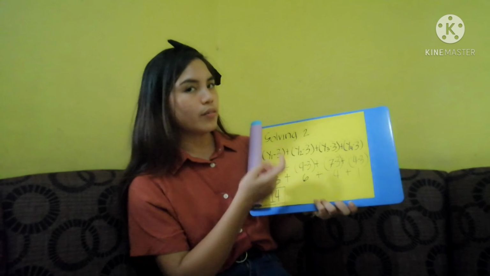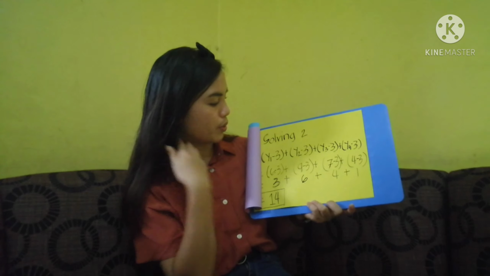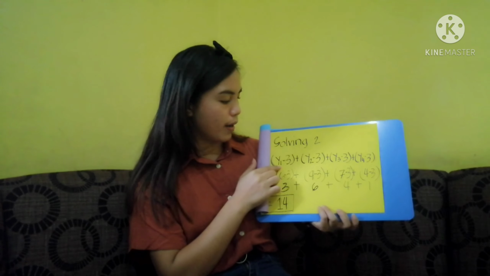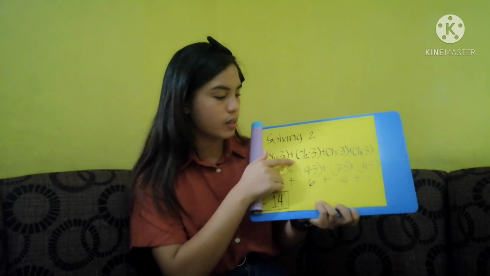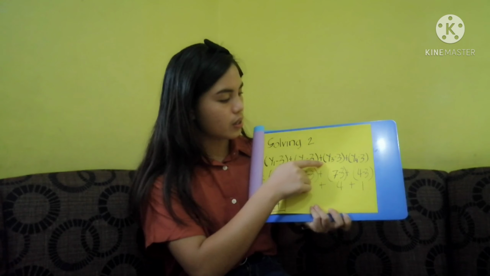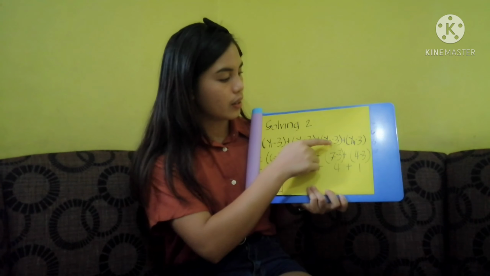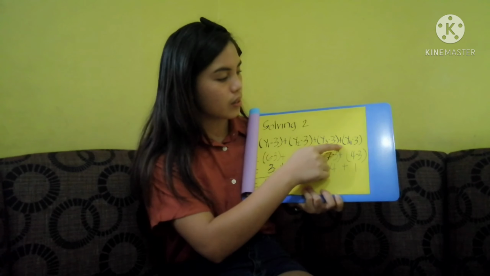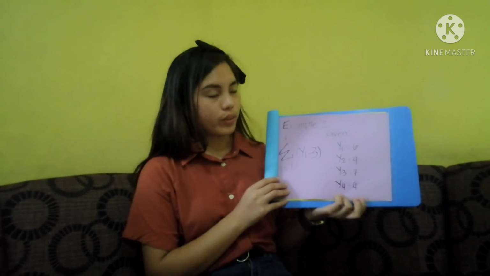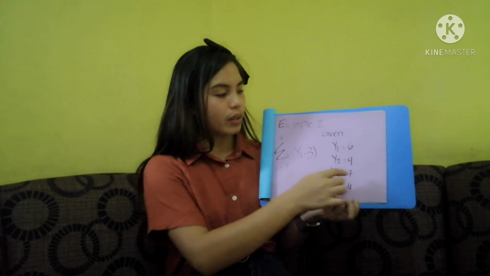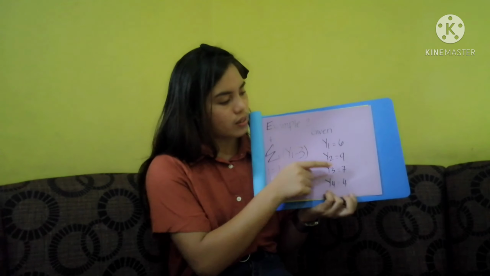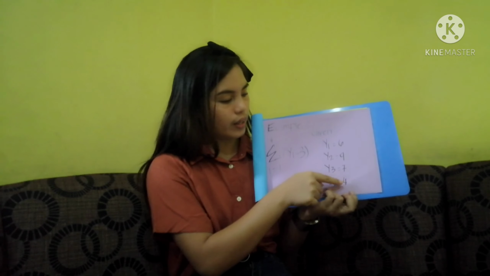Solving number 2. How to read these numbers? The quantity of y sub 1 minus 3, plus the quantity of y sub 2 minus 3, plus the quantity of y sub 3 minus 3, plus the quantity of y sub 4 minus 3. So we have here the values of the given numbers: 6, 9, 7, and 4.